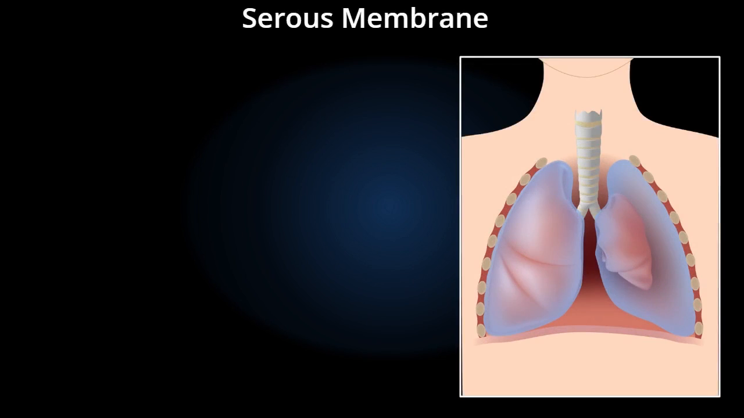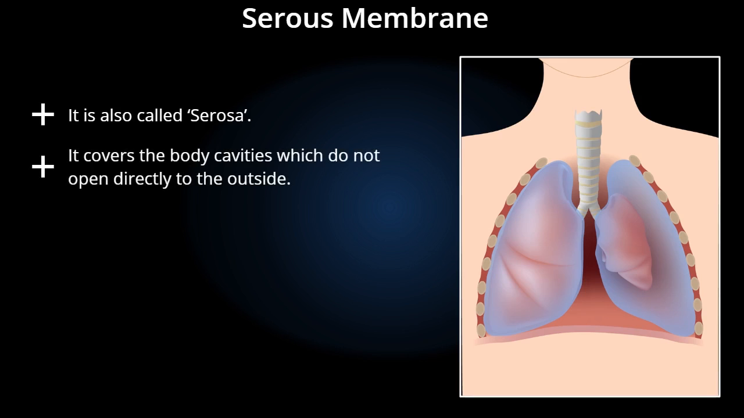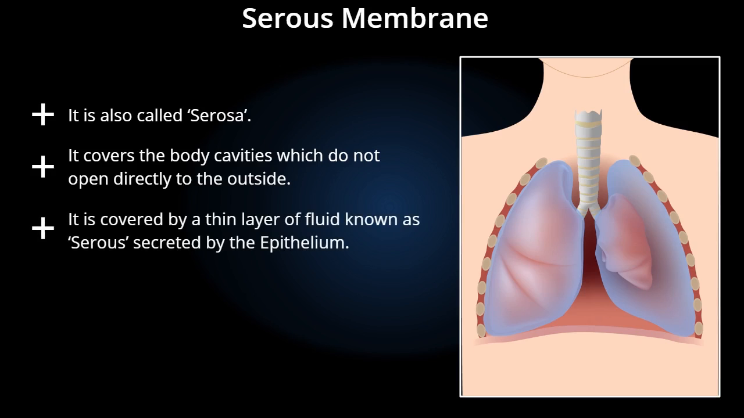The second membrane of the epithelial membrane is the serous membrane. It is also called serosa, just as the mucous membrane is called a mucosa. It covers the body cavities, which do not open directly to the outside, and covers many organs inside it. These membranes are covered by a thin layer of fluid, known as serous fluid, which is secreted by the epithelium.